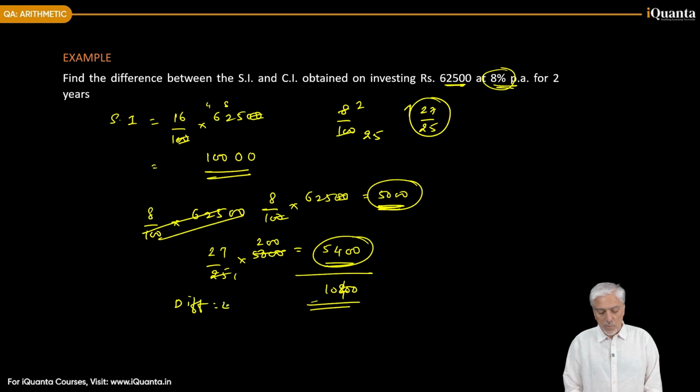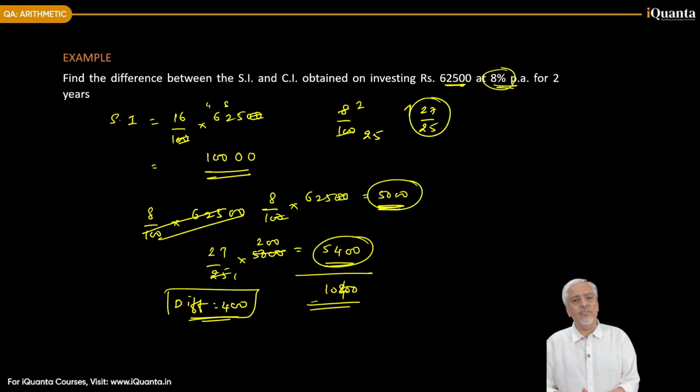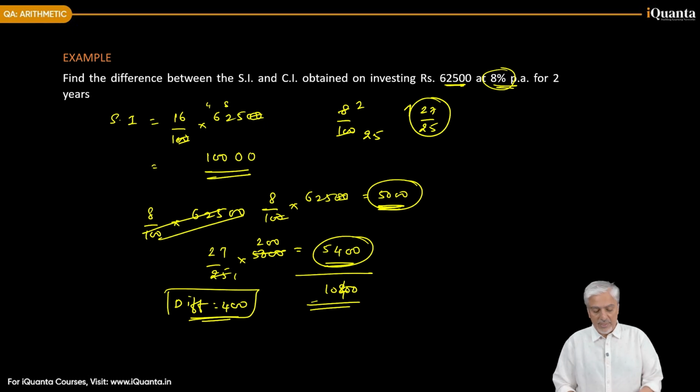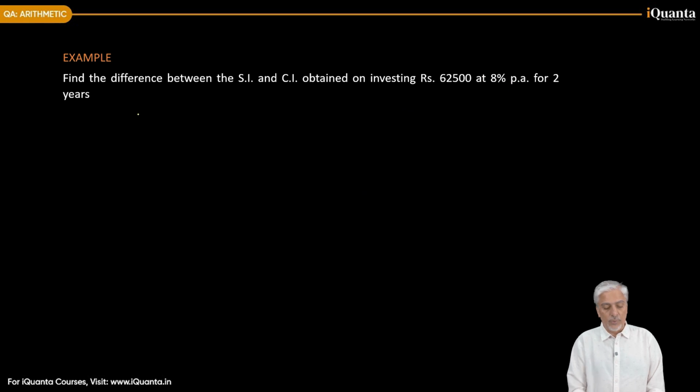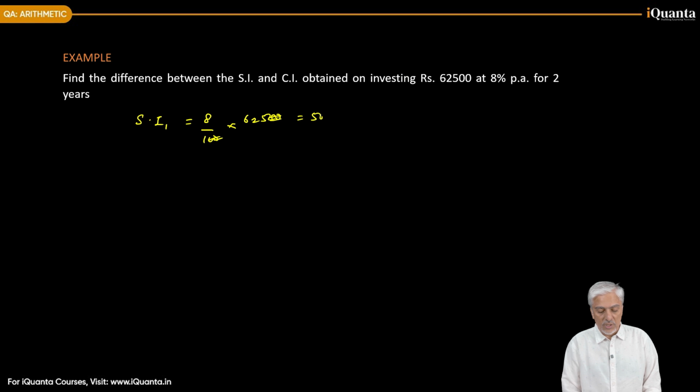There will be so many different approaches for this question. As I said, we could have done the formula. You could have done it separately. You could have also done something like this. Suppose, what is simple interest for the first year? It will be 8% of 62,500, right? Which will be 5,000 rupees. So compound interest for the first year is also 5,000, no doubt.